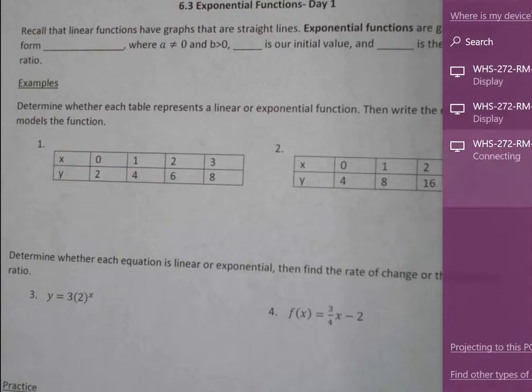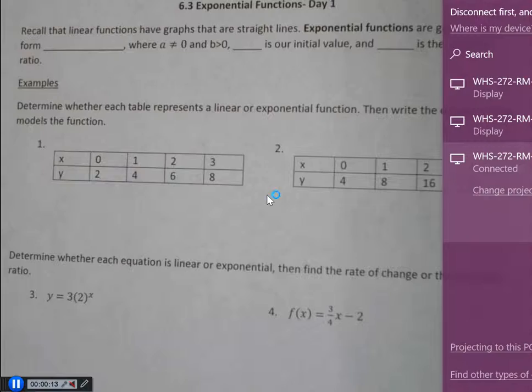So while I'm connecting the projector, remember in the past we've learned about linear equations. That's why we had the warm-up on linear equations today. Today we're doing exponential functions.